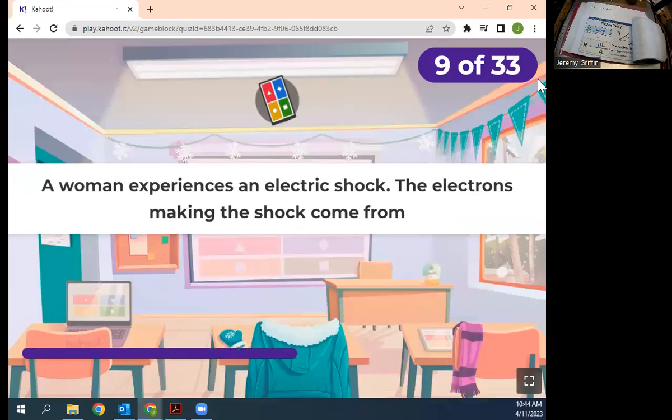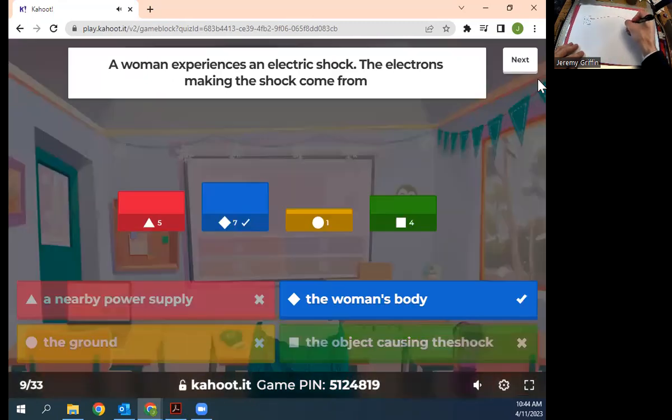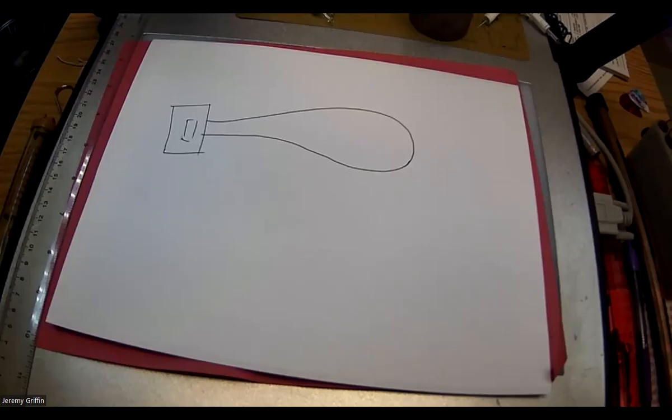A woman experiences an electrical shock. The electrons making the shock come from where? Also, if you said from her, right? Let me show you guys what's going on here.